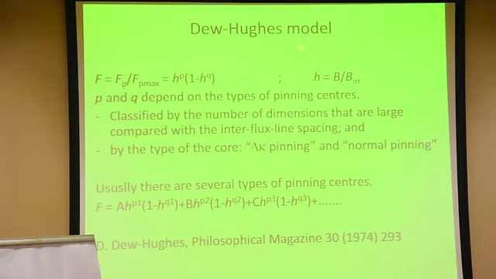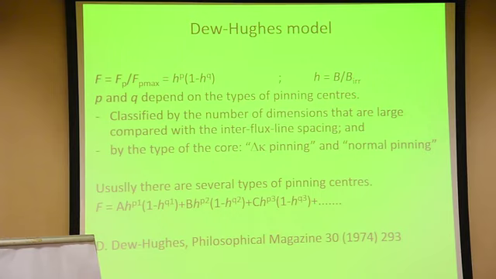Now, in Hughes' model, he uses h equals B divided by Bc2. In high density superconductors, the actual value should be B divided by the irreversibility field. So if we look at the ratio, the normalized pinning force, as a function of applied field, we will see that it can be described by this type of equation, in which we have the reduced field to the power p, times 1 minus the reduced field to the power q. And these p and q, the exponents, depend on the types of pinning centers.